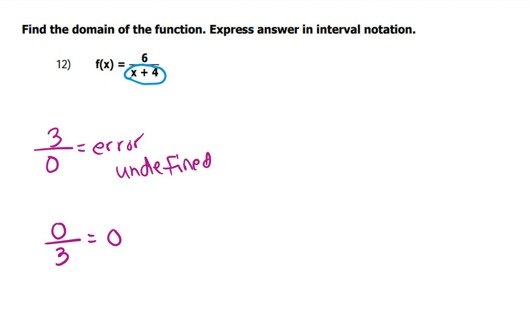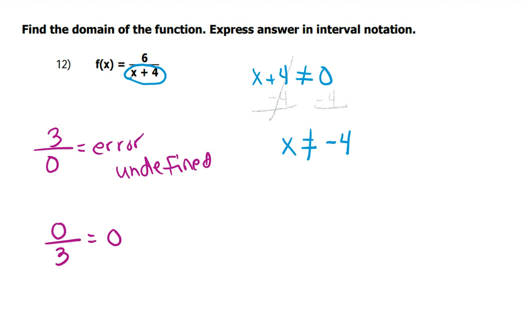Well, right now the denominator is an x plus 4. So the x plus 4 is not allowed to equal 0. And if I solve it for x, I'll know what x is not allowed to be. To solve for x, I just have to subtract 4 on both sides, because 4 minus 4 cancels, and that just leaves you with the x. So x is not allowed to equal negative 4. It can be any other number in the world. It just can't be negative 4.